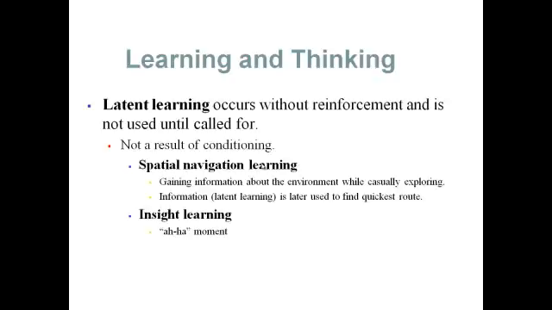Latent learning occurs without reinforcement, and we don't use this type of learning until it becomes necessary. So in other words, we have a lot of things that we learn that are latent, that is hidden, that we do not immediately engage in, but we can if we want to. So we engage in spatial navigation. We casually explore the environment around us, even though we're not necessarily looking to go on this particular path.